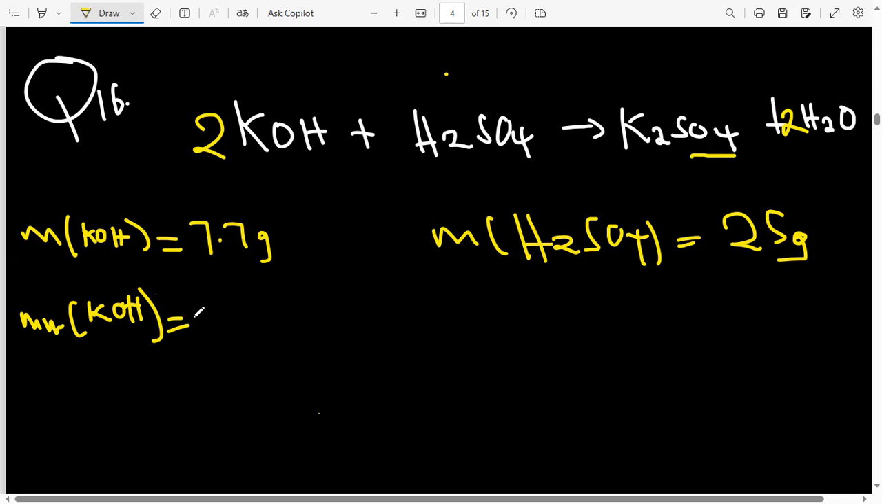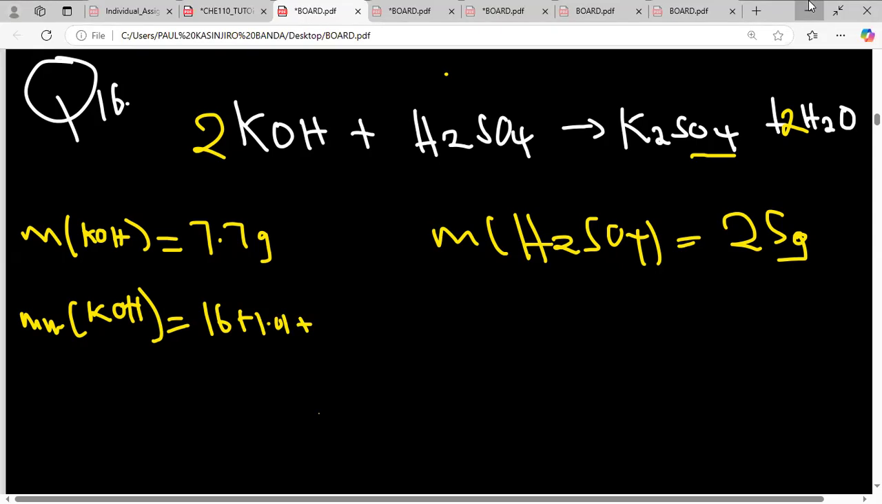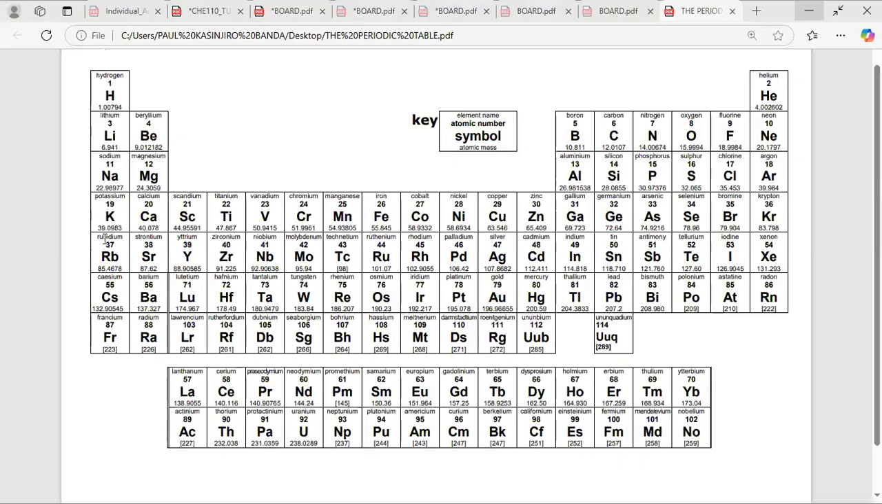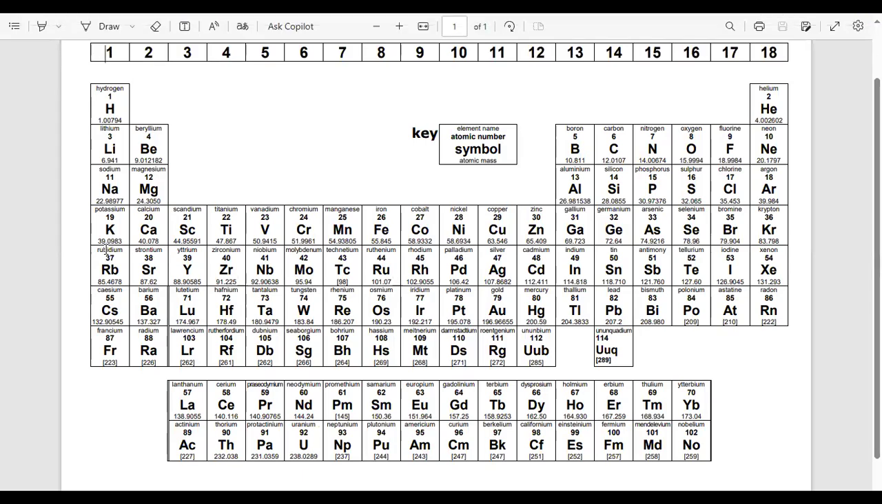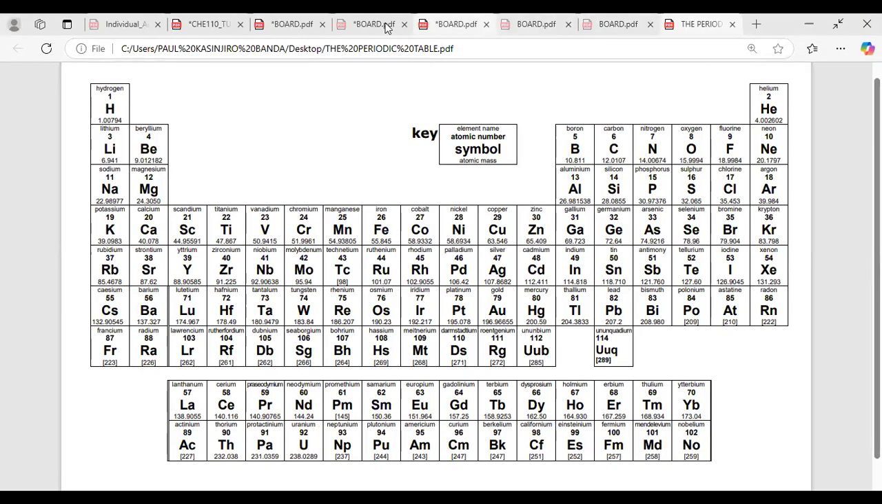All right, so what is the molar mass of that now? So we are adding, for oxygen, it's 16, plus for hydrogen, it's 1.01, plus for potassium, is what? Is it 49 or something? Let me check the periodic table. Okay, let me just bring the periodic table here. So for potassium, what is the molar mass? It is 39.0983. Okay, so we can say 39.1.